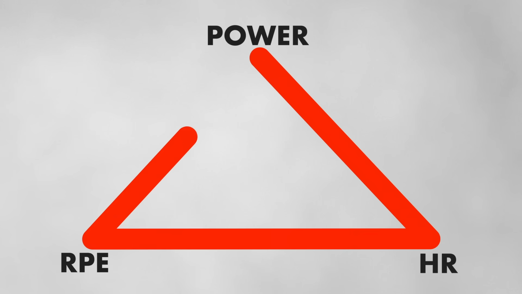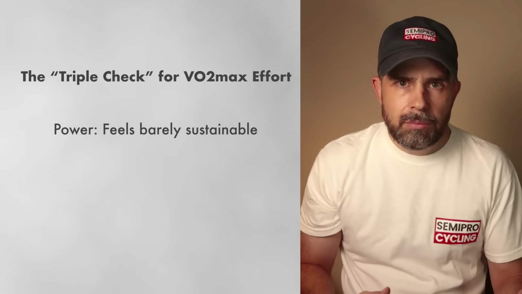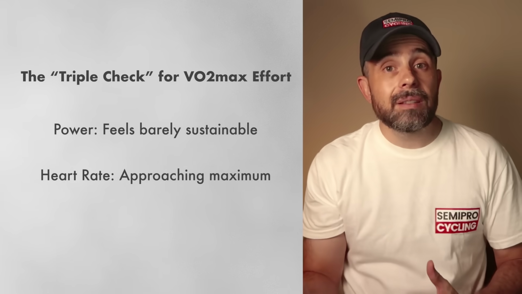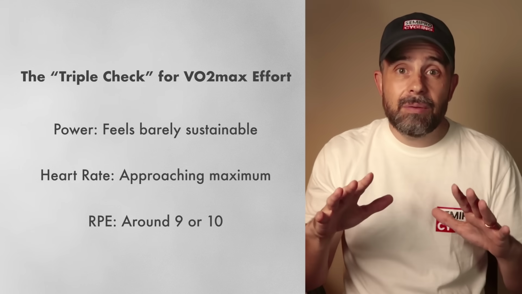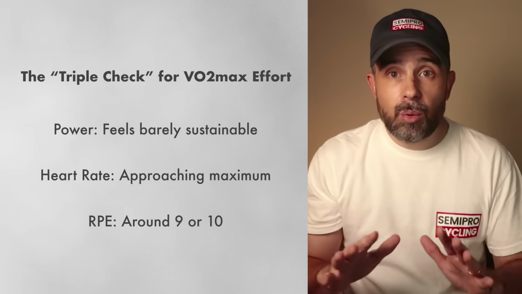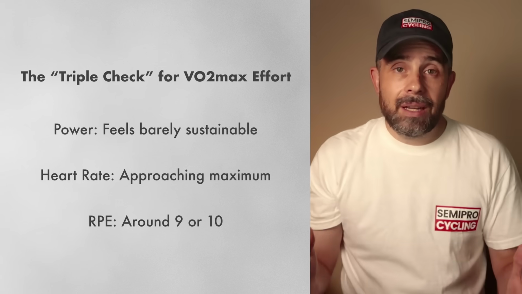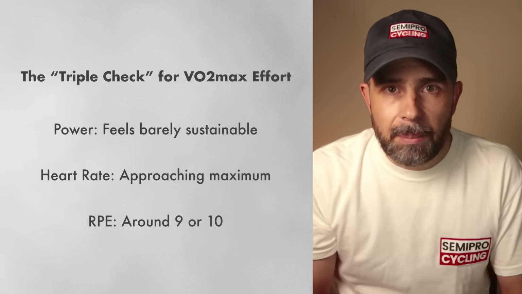Instead, combine these three metrics, the holy trinity, to reliably gauge your effort. If your power feels barely sustainable, your heart rate approaches its maximum, and your perceived effort hits around 9 or 10, you're very likely near your maximal aerobic capacity.